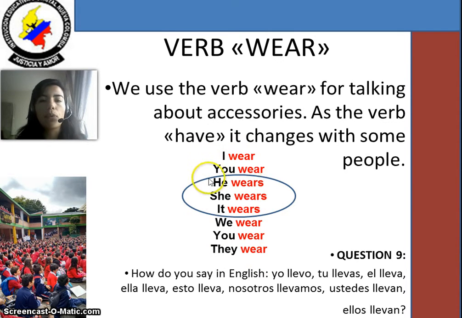Yo digo, I wear, you wear, he wears, she wears, it wears, we wear, you wear, they wear. ¿Sí? Como se dan cuenta, cambia con las personas del he, she, it. Aquí le colocamos ese. Yo llevo, yo me pongo, tú llevas o tú te pones. Él lleva, ella lleva, esto o esta lleva, nosotros llevamos, ustedes llevan, ellos llevan. Y no es el llevar de cargar cosas, sino de llevar puesto, ¿sí?